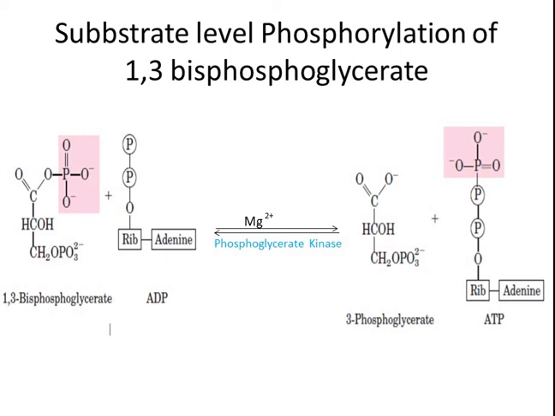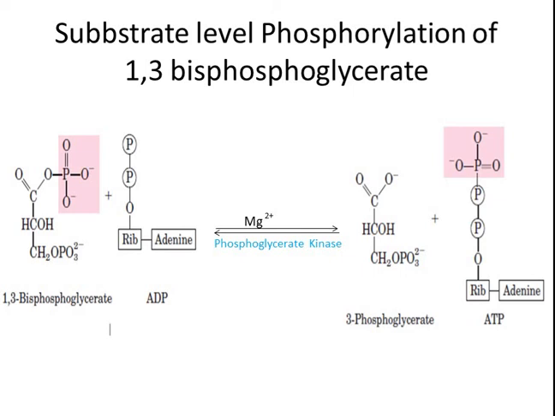It is formed in the first reaction and its acyl phosphate group is transferred to ADP in the second reaction. The energy released on oxidation of aldehyde to a carboxyl group is conserved by the coupled formation of ATP from ADP and inorganic phosphate. The formation of ATP by phosphoryl group transfer from a substrate such as 1,3-bisphosphoglycerate is referred to as substrate level phosphorylation to distinguish this mechanism from respiration linked phosphorylation.